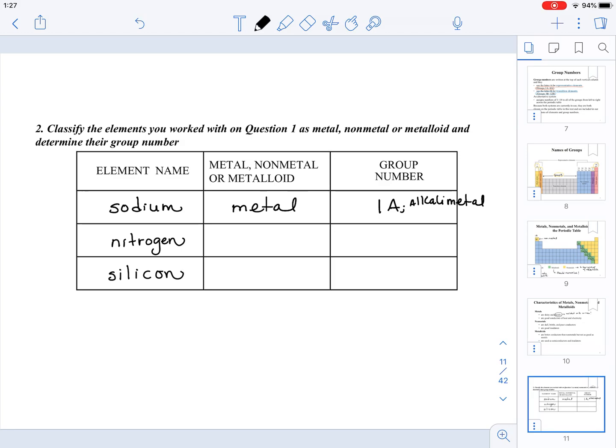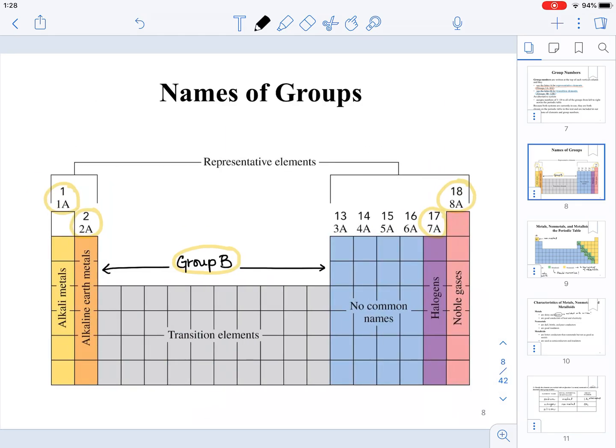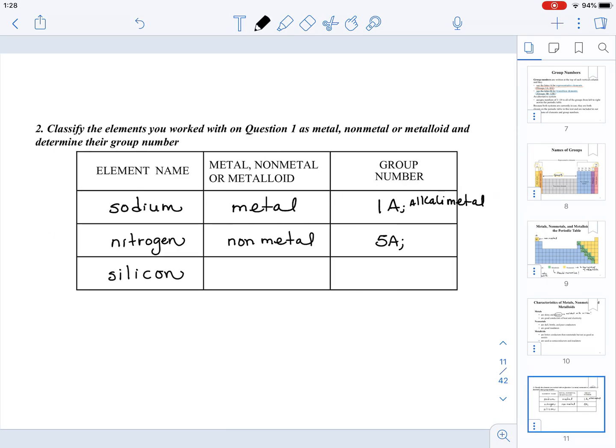Then we have nitrogen. Nitrogen is actually a non-metal. If we look at the periodic table, nitrogen is in group 5A. And if we look at the name for the groups, understand that group 5A doesn't have a common name. So there's not a common name for nitrogen. So you don't have to write anything as a common name for it. This is just to relate some of the concepts that we did previously.